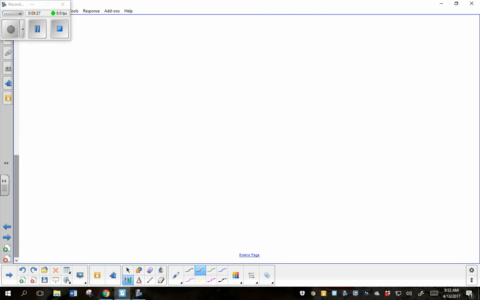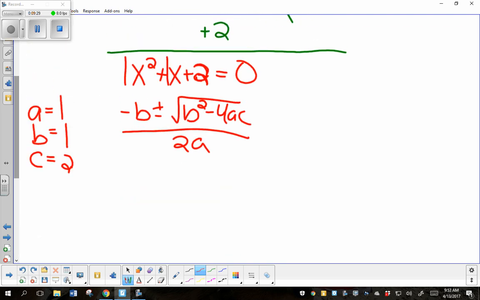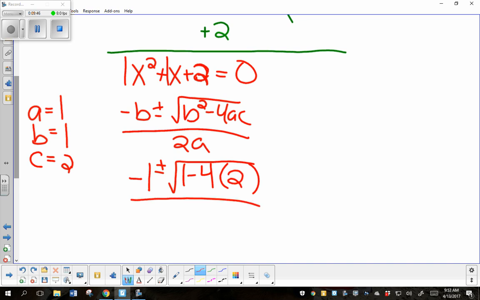All right, so let's start plugging this in. What is our negative b? Negative 1, because it's the opposite of b, plus or minus, what's my b squared? 1 minus 4, what's a times c? 2, all over, what's 2a? 2, right? Because we're doing 2 times a, which is 1, so 2.